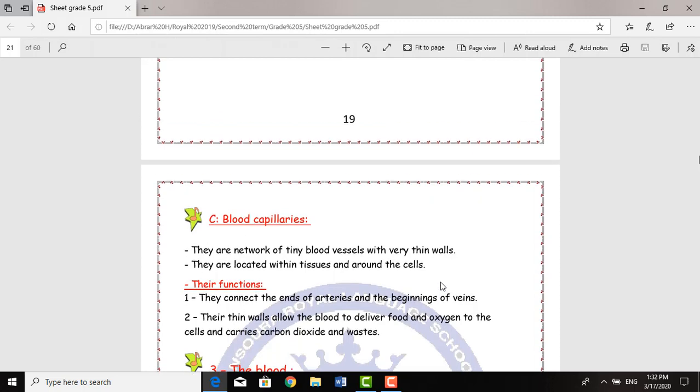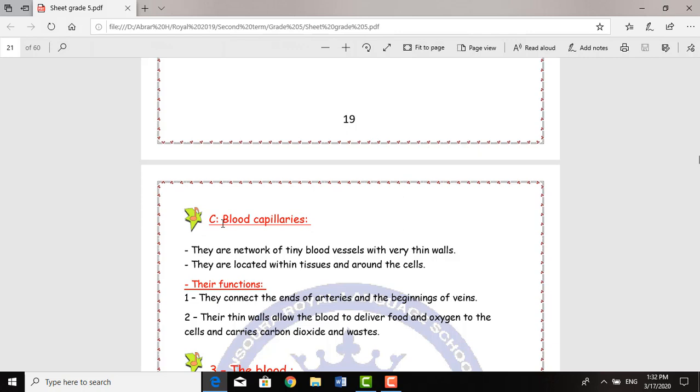The third type of the blood vessels is the blood capillaries. The blood capillaries are a network of tiny blood vessels with very thin walls. The blood capillaries are located within tissues and around the cells.